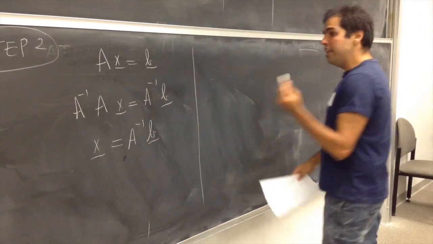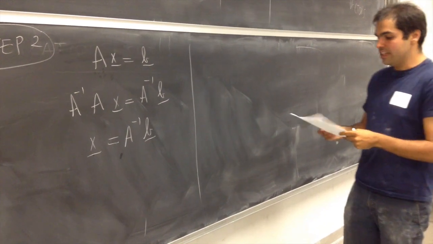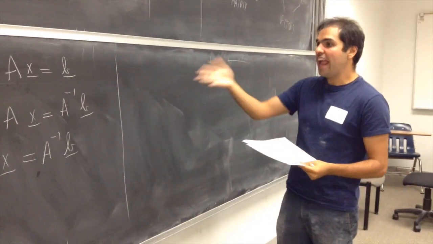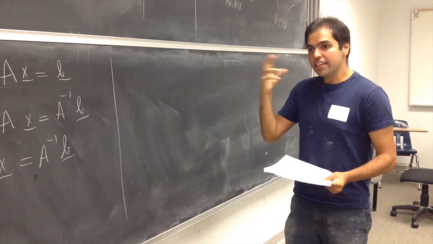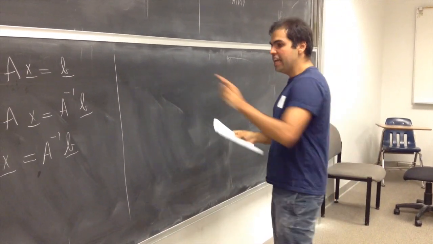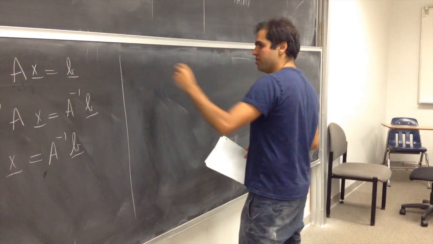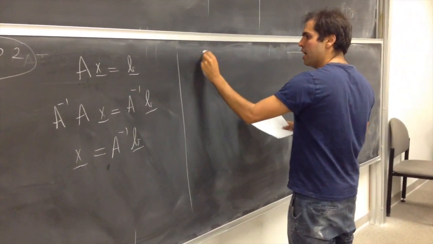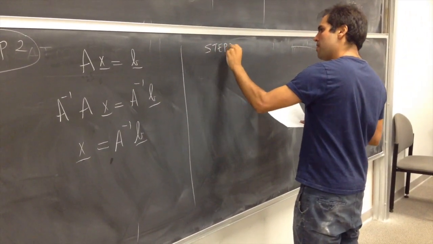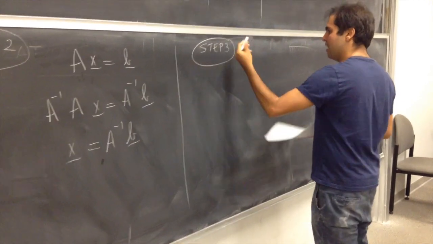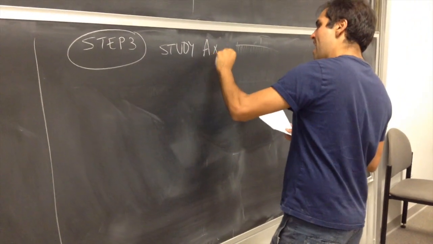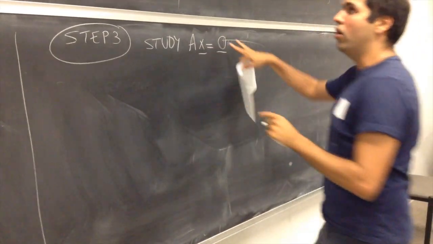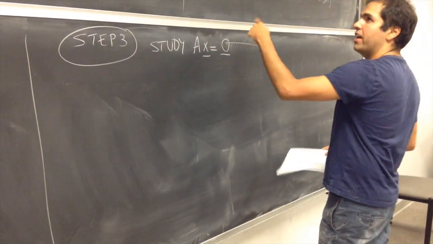Now, even though we're interested in solving AX equals B, it turns out there's a special case that's absolutely important, namely the case B equals 0. So maybe the next step, I guess step 3, is to analyze or study AX equals 0, where 0 is just a 0 vector.